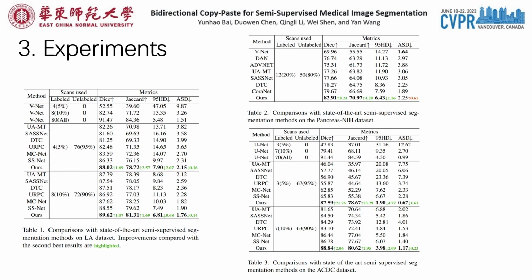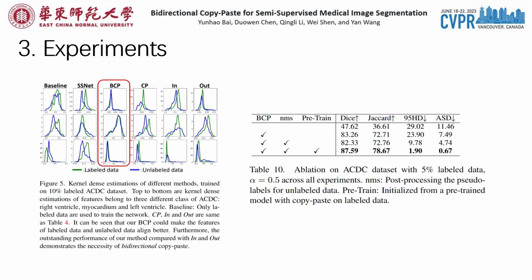The third part is the experimental section. Here we present our experimental results on 3 publicly available medical segmentation datasets: the LA dataset, the NIH Pancreas dataset, and the ACDC dataset. It can be seen that our method significantly outperforms previous state-of-the-art methods on all 3 datasets.